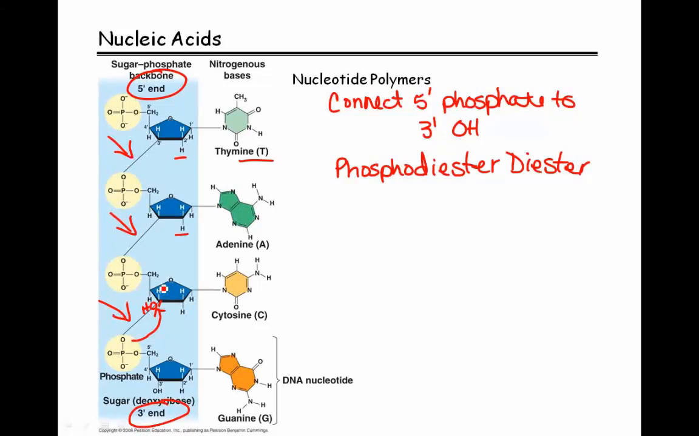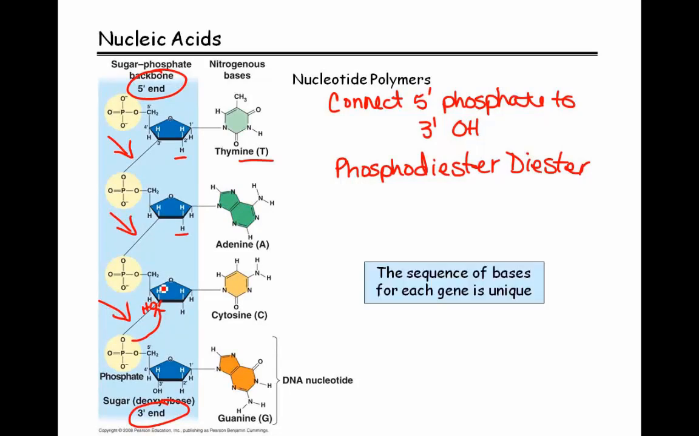Now, if we're looking at a piece of DNA, the phosphates and the sugars are going to be exactly the same the whole way down. So when we talk about the sequence of DNA, we're really just interested in the bases, because that will be the part that is going to be unique about DNA. So the sequence of the bases will be unique.